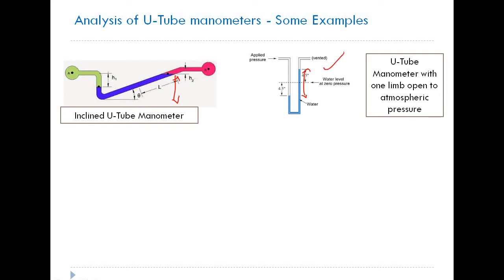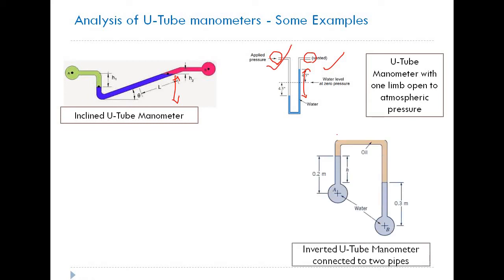U-tube manometer with one limb open to atmospheric pressure. Here the applied pressure is greater than or less than atmospheric pressure. Here the pressure is atmospheric. Here you see the water level is down. Water is the manometric fluid used, and it is down. So the pressure here will be greater than the pressure acting here. That means it is above atmospheric. The pressure here is above atmospheric.